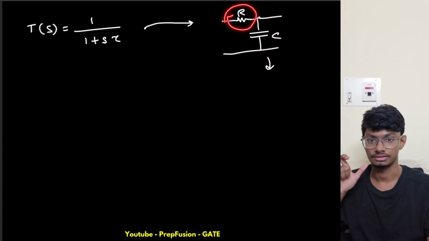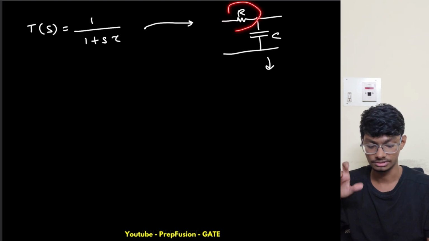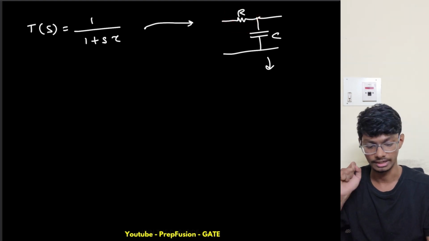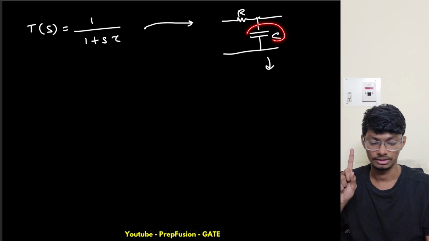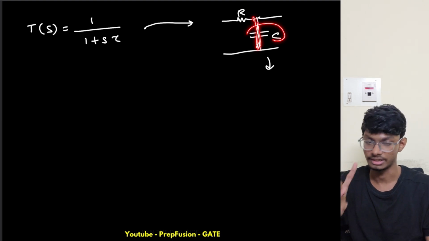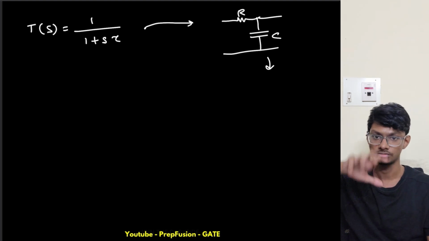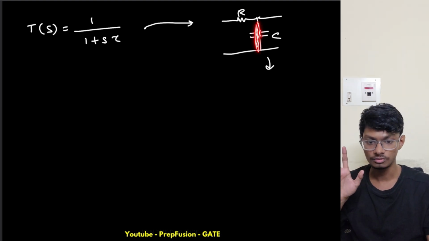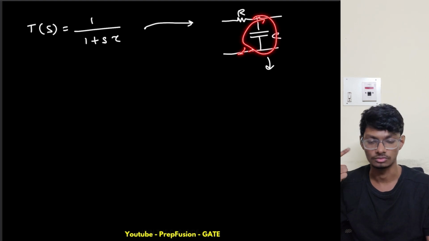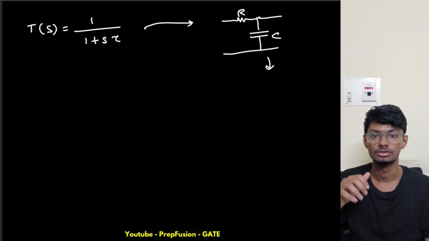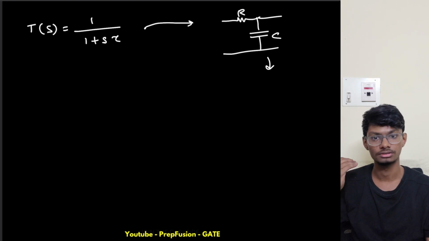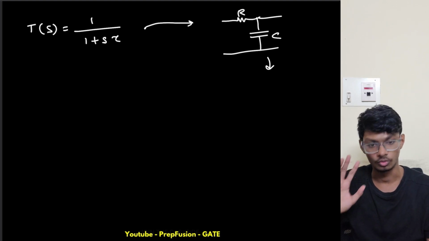Can I break this link? No, I can't break this link, this is some constant value. Can I make this short? Can Z2 become 0? I hope you remember I taught you in one of the lectures realizing poles and zeros intuitively. The impedance can become 0 at s equals to infinity, but that is not a finite zero. So no, we don't have any zeros here.